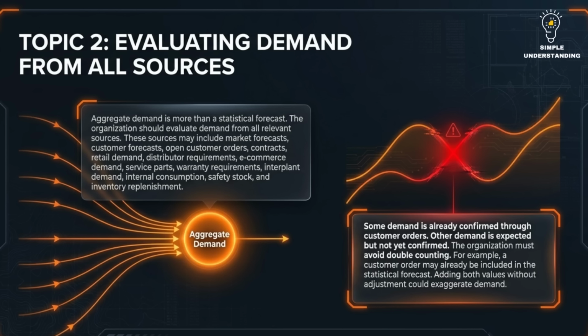Some demand is already confirmed through customer orders. Other demand is expected but not yet confirmed. The organization must avoid double counting. For example, a customer order may already be included in the statistical forecast. Adding both values without adjustment could exaggerate demand.